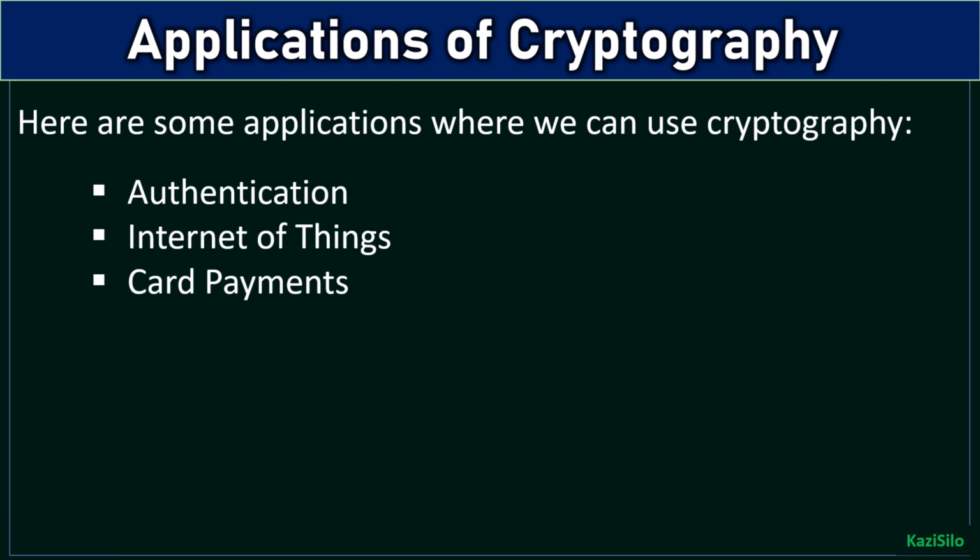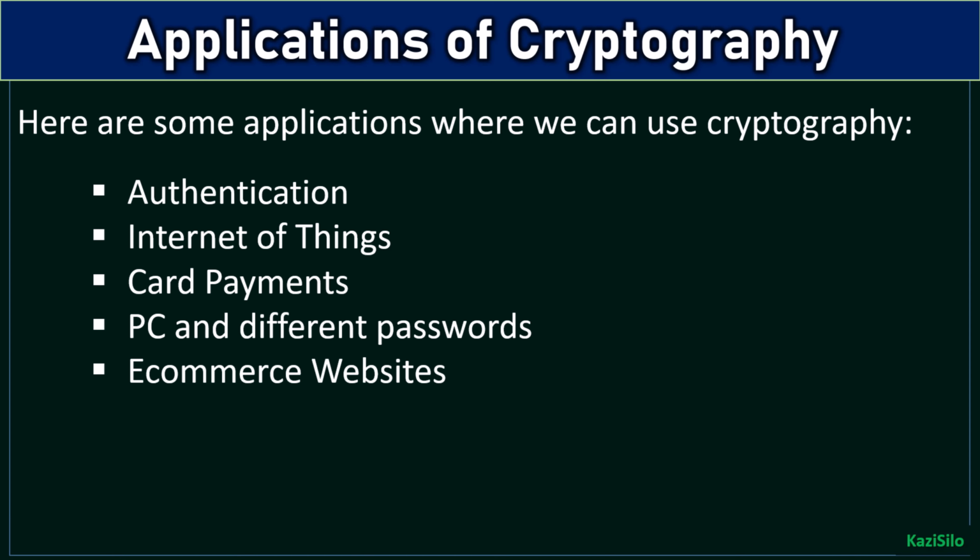Card payments. Secure encryption methods protect sensitive cardholders' data during online or offline transactions, reducing fraud risks. PC and different passwords. Cryptographic hashing securely stores passwords, making it challenging for attackers to recover the original password even if the database is compromised.